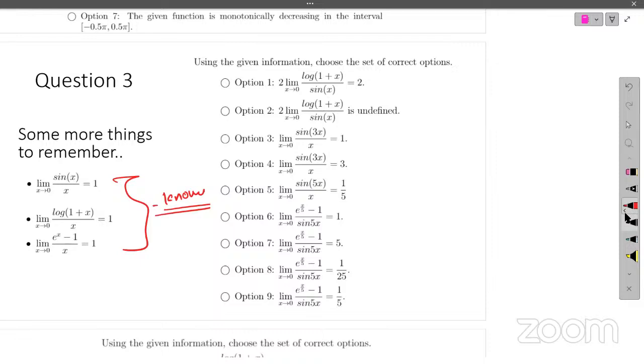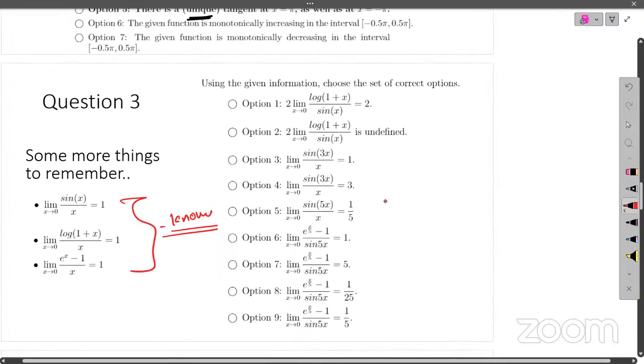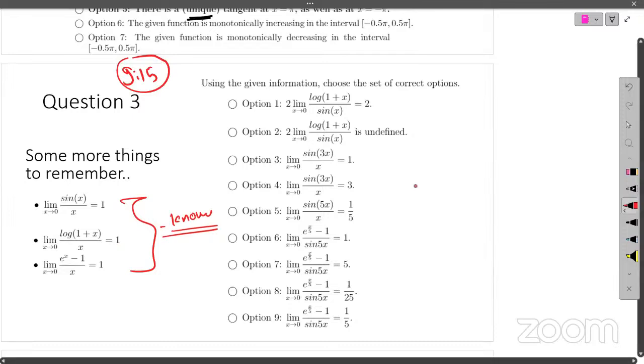I'll give you guys 5 minutes to solve it. You just have to decompose this particular function into your known functions and then apply the limit. That's all. So let's set a timer for 9:15.